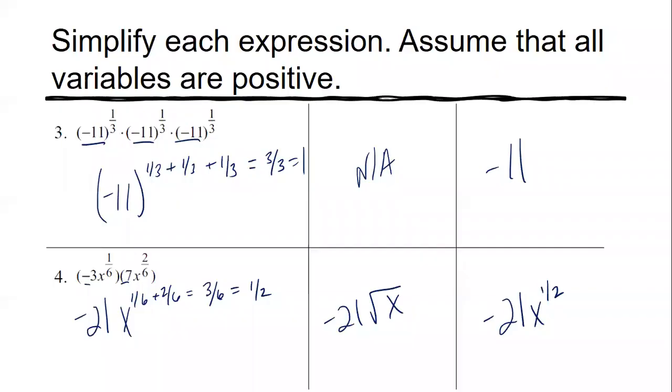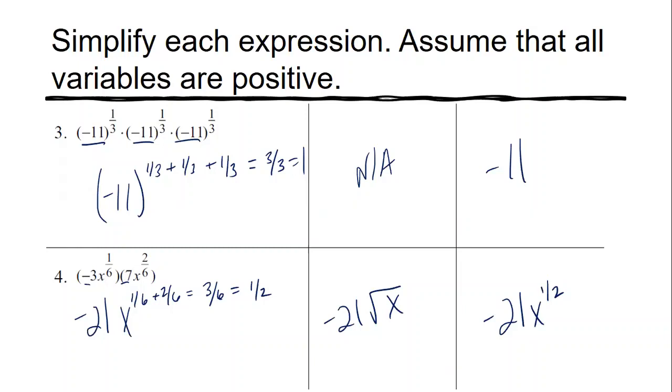All right, guys, so checking your 3 and 4. For your 3 and 4, you should have gotten -11 as the exponent. For number 3, that's because the bases are the same. So what are you doing with the powers? You're adding the powers. So that's 1/3 plus 1/3 plus 1/3, which makes 3/3.